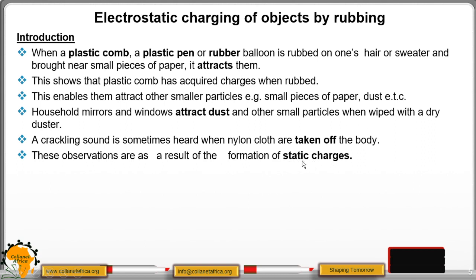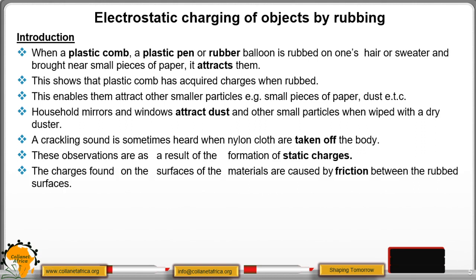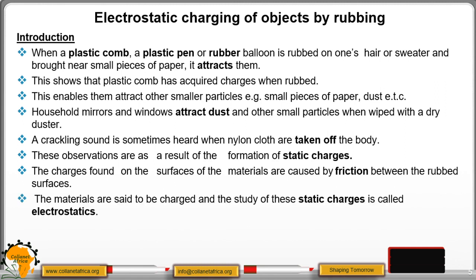When we talk of the word static, it means that it is not moving. Those charges are stationary. Now, the charges are found on the surfaces of the material, and they are caused by friction between the rubbed materials. So when you are rubbing, there is friction, and that causes those charges. The materials are said to be charged, and the study of those static charges is what we call electrostatics.